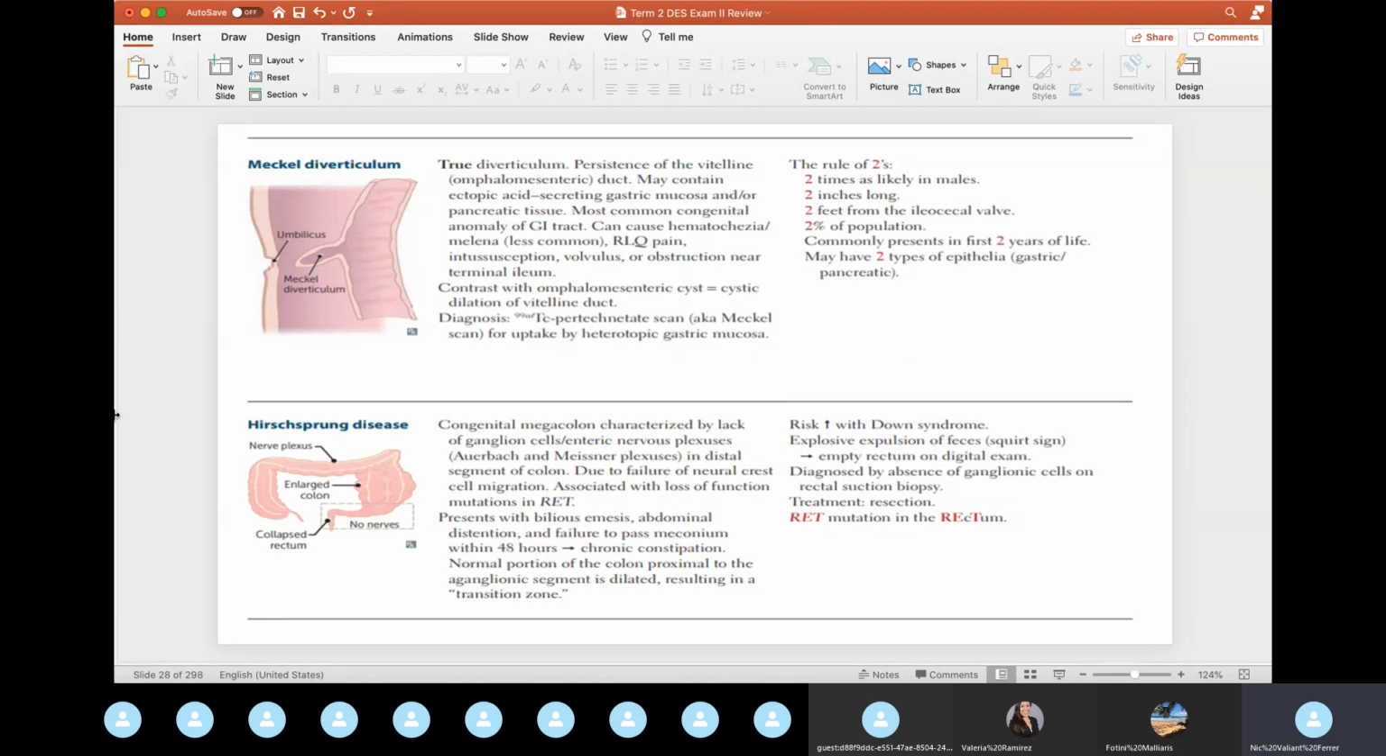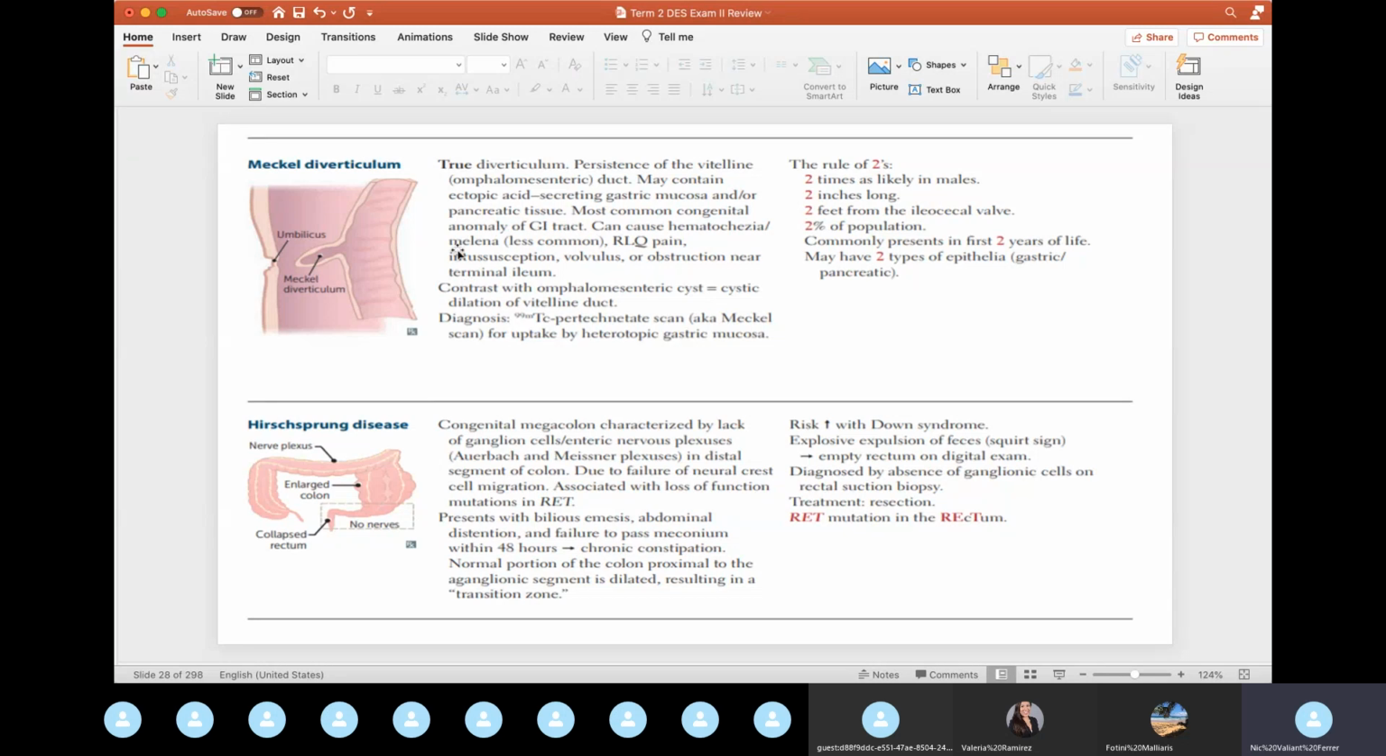Meckel's diverticulum. So you have an umbilicus here, and this is your Meckel's diverticulum. It is a true diverticulum, meaning all 3 layers are involved. What's the embryological defect? High yield: persistence of the vitelline duct, or the omphalomesenteric duct. Another high yield point, the tissue. When you biopsy the tissue here, it contains acid secreting gastric mucosa or pancreatic tissue. That's high yield. Most common congenital anomaly of the GI tract. It can cause hematochezia or melena, right lower quadrant pain, intussusception, volvulus, or obstruction near the terminal ileum.